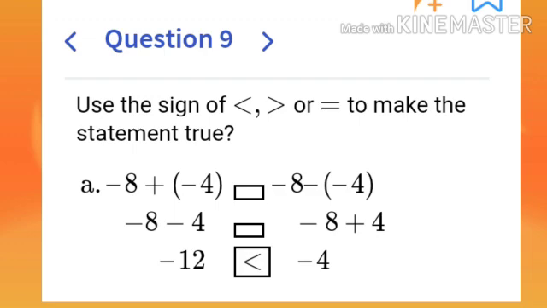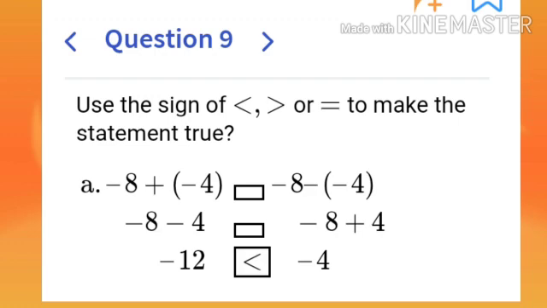In the next expression, minus 8 minus of minus 4. Minus 8 we can write as it is. Take the opposite sign of minus. The opposite sign of minus is plus. To compensate for the opposite sign, take the additive inverse of minus 4. The additive inverse of minus 4 is plus 4.